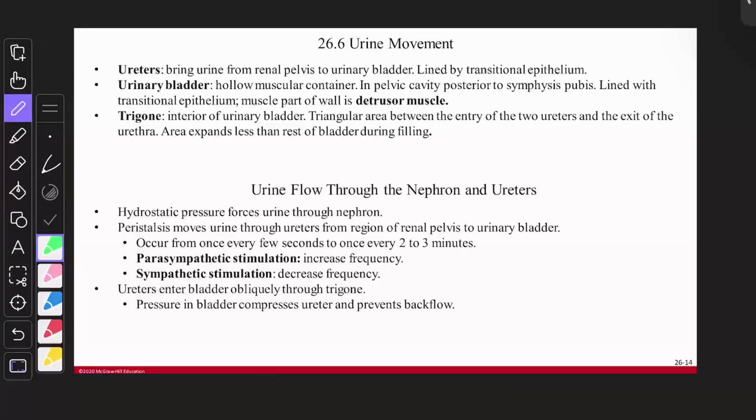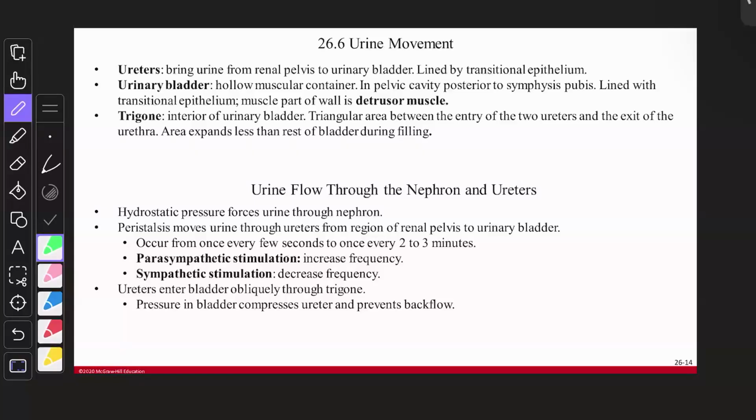And then there is a region within the bladder. It is a triangular shaped region called the trigone. That is the space between where the ureters enter the bladder and where the urethra exits the bladder. That triangular space is less stretchy than the rest of the bladder. And the reason for that is because we need those openings to stay relatively stable, right? We don't want those openings shifting or moving.